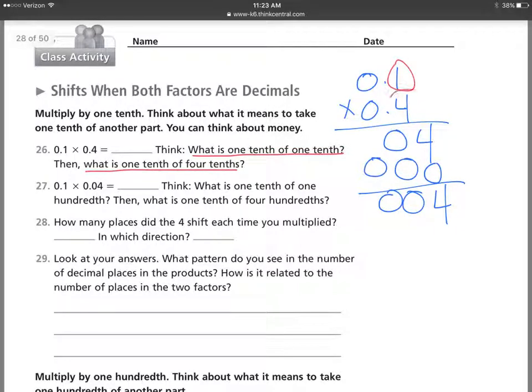We have 2 decimal places total. We're going to bring our decimal out where it always is, on the right. We're going to move it where we always move it, to the left 2 times, because that's how many places we have. So we are going to need those zeros.